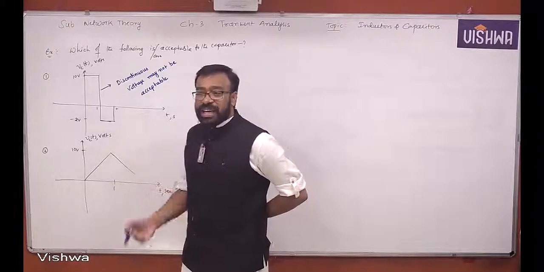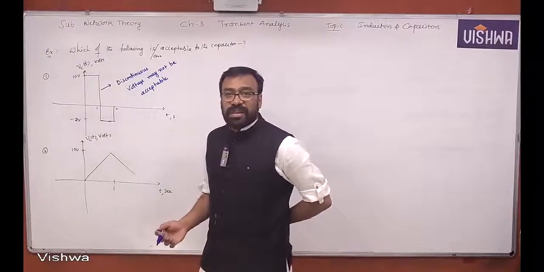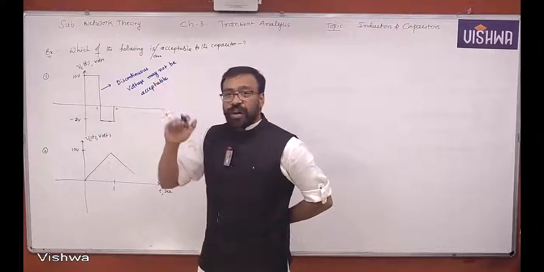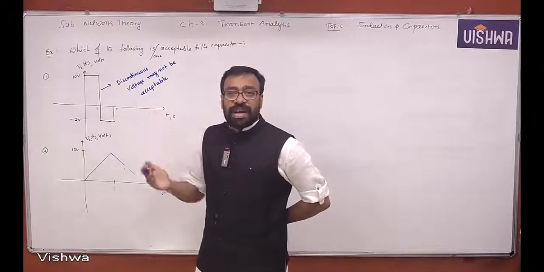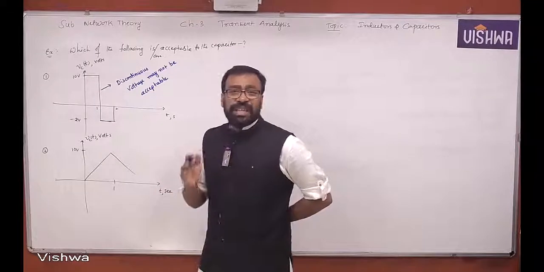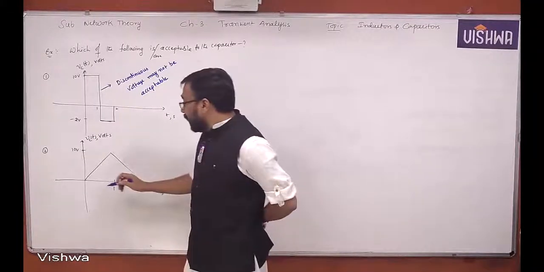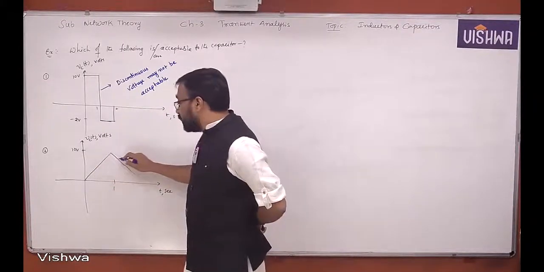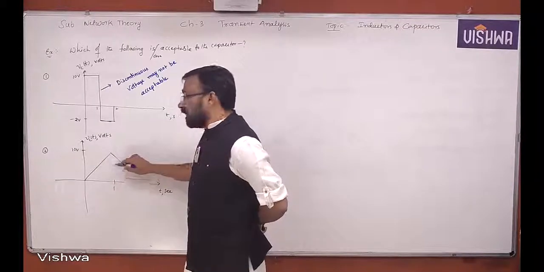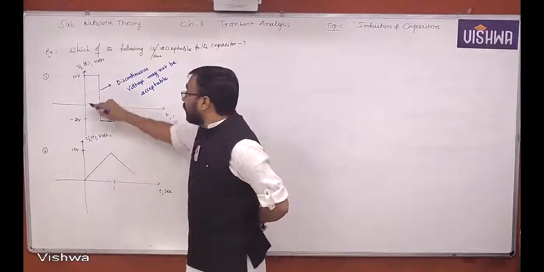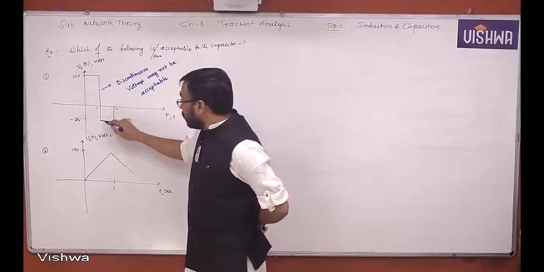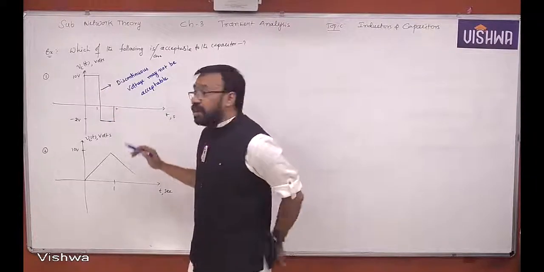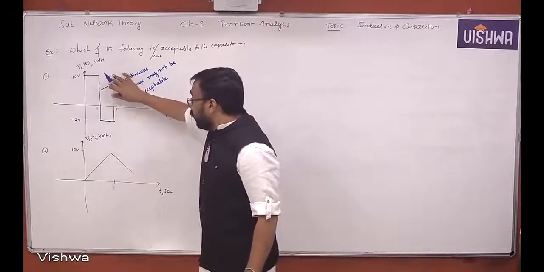How do you recognize whether it is discontinuous or continuous? If it is suddenly changing from one value to other value, then it is considered to be discontinuous. But what is happening here? Gradually increasing and gradually decreasing. There is no sudden decrease or sudden increase. Yes or no? Here, sudden increase, then sudden decrease, then sudden increase, like that you have. This is discontinuous, and this is continuous.